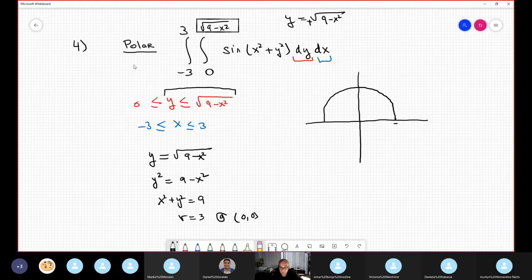The radius is 3. I suppose somebody doing this integration is doing it in this direction: y from 0 to the circle, and x from -3 to +3. This is the idea in Cartesian. But no, I need to change to polar.